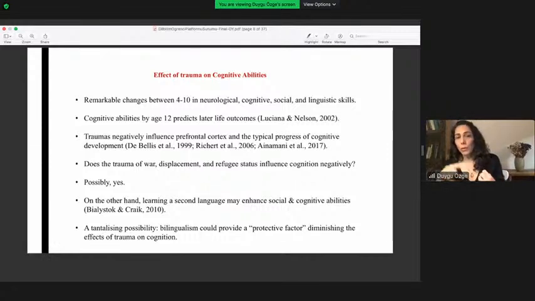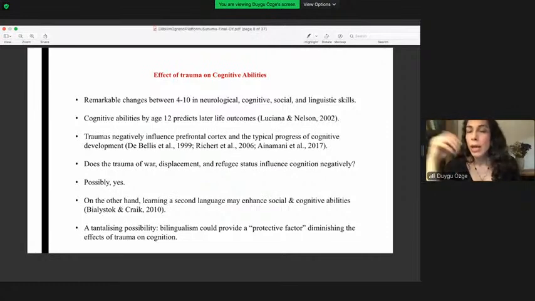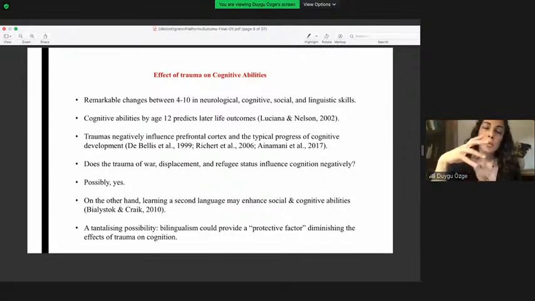First of all, we know that learning a second language might influence your cognitive abilities or socio-cognitive abilities positively. Okay, so we have some data suggesting this, but these findings are not settled yet. Still, we have conflicting evidence supporting positive influence of bilingualism on executive function abilities. But there are also studies showing no effect of bilingualism.